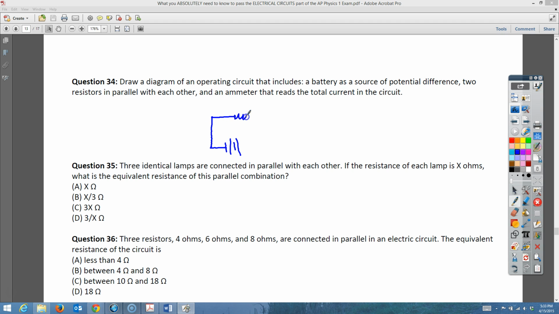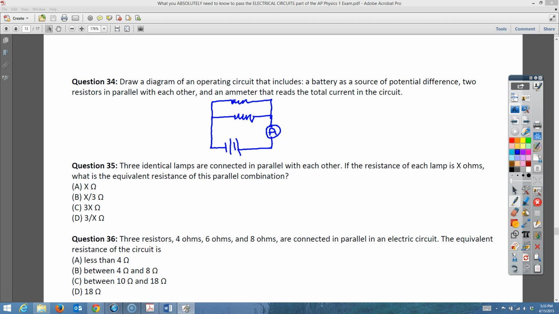We're going to come over to a resistor, go back, come back down. We're going to leave a little space there and move back over. And we're going to do the same thing up here. And now we've got our 2 resistors. We have our battery, but they also want an ammeter to find the current in the whole circuit. So we're going to put that ammeter right here. Remember, it's got to be in line. And that is the answer to number 34.